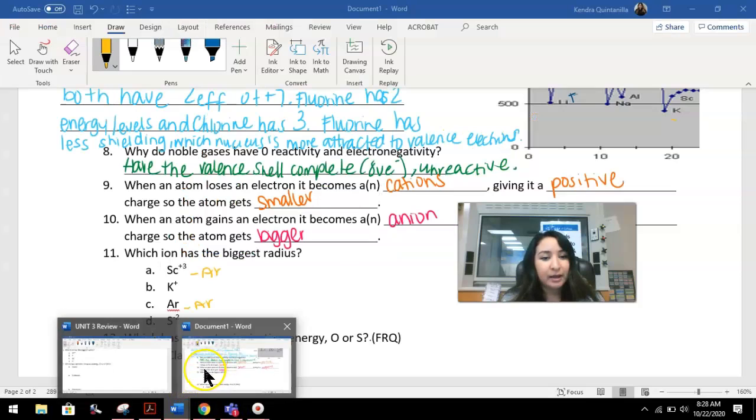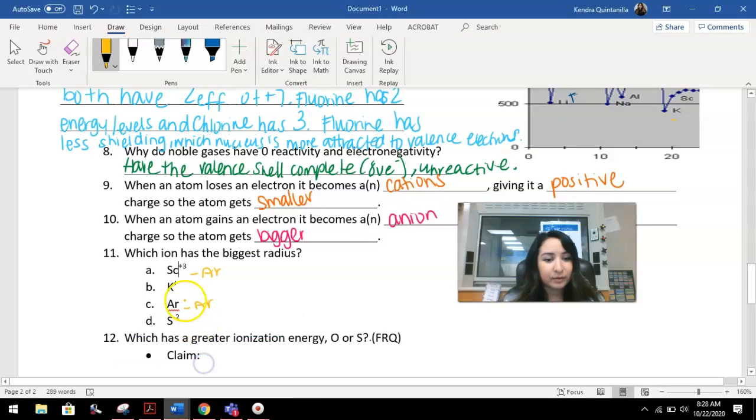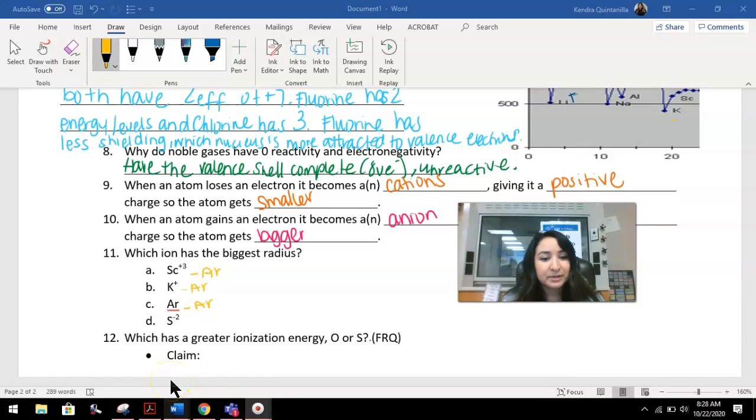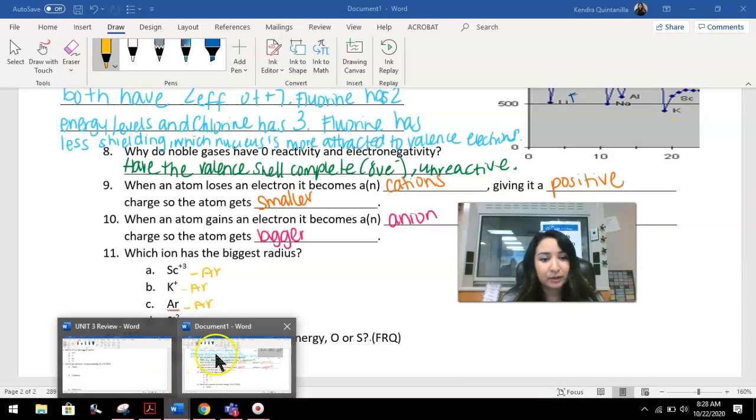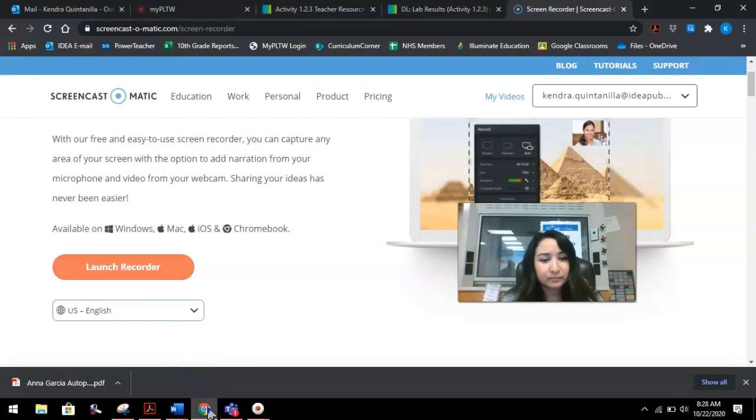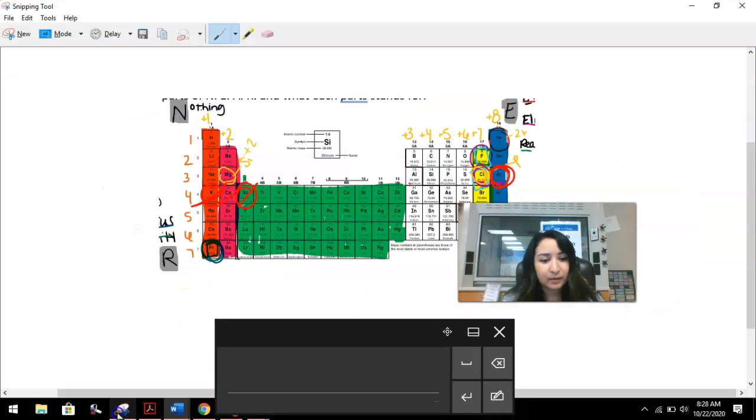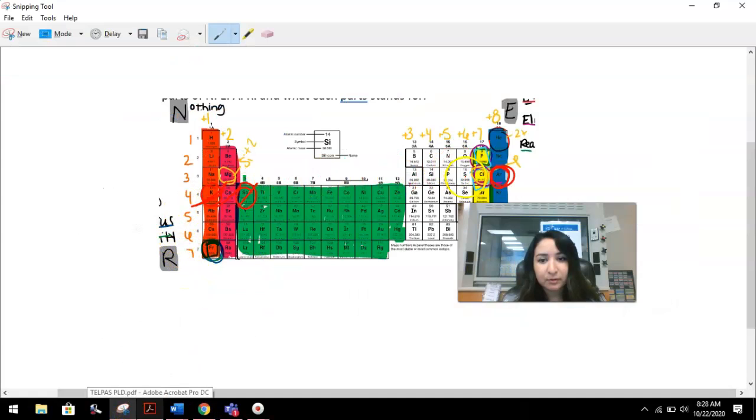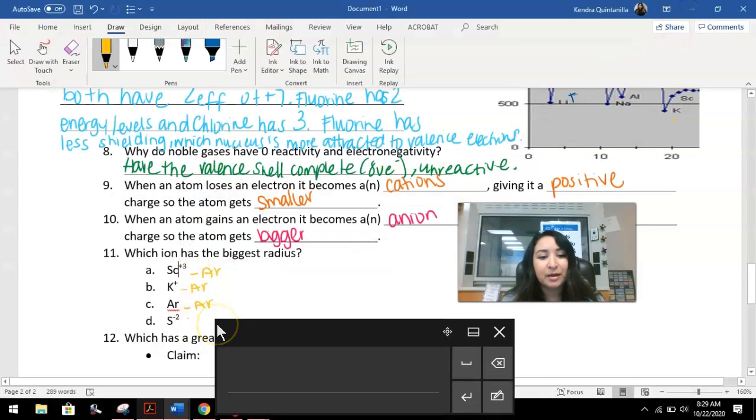Now let's look at sulfur with a -2 charge. Because it's -2, it gained 2 electrons. So sulfur is right here. And if we were to get 2 electrons, so 1, 2, now it is isoelectronic with argon as well. So all of them are at the same electron configuration as argon.